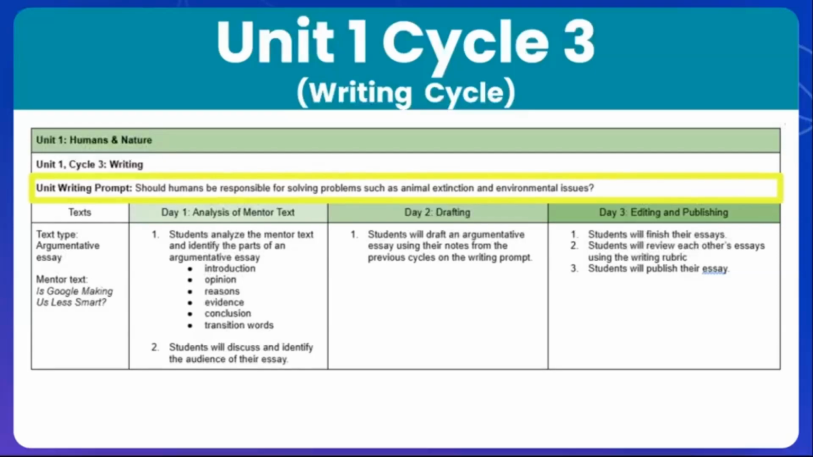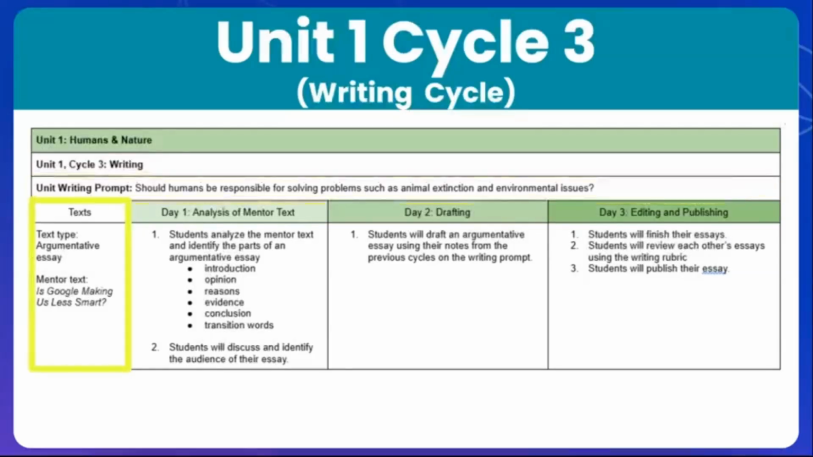In Unit 1, the writing prompt is, should humans be responsible for solving problems such as animal extinction and environmental issues? Students will be writing an argumentative essay to respond to this prompt. Underneath the writing prompt, you will then see a box that shows the text that you will be using in this cycle. You will also see the type of text that students will be writing, in this case, an argumentative essay.